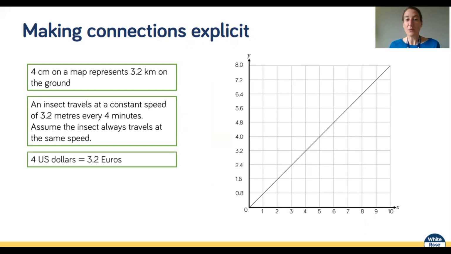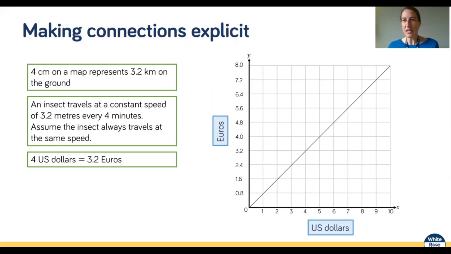And another one, perhaps we look at conversions of money. So $4 is equal to 3.2 euros. And again, can we use the same graph? How would we label the axes? And it's really powerful to show the students that, because they get the idea that even though there are different contexts, it's the same mathematical structure and the same mathematical thinking.